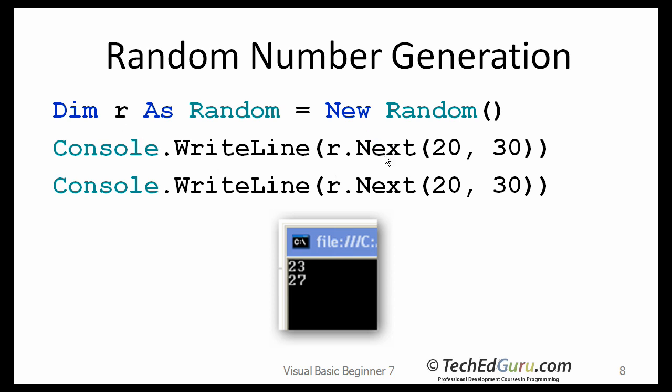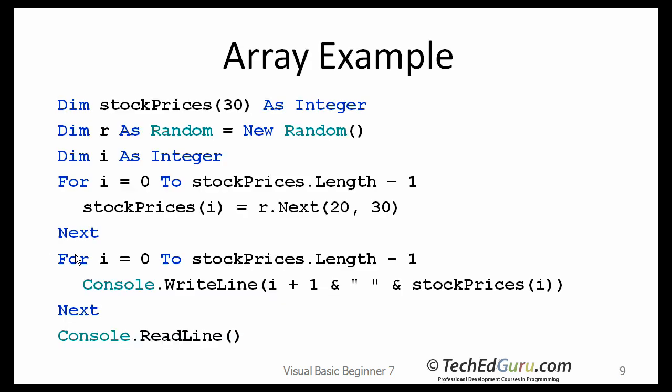One method called Next takes two arguments, the lower limit and the upper limit. So every time you call this method, it will generate a random number between 20 and 29, not inclusive of 30. When I call it twice, the first time I get 23, the second time I get 27. If you run the same example, you may not get the same numbers like 23 and 27, but you will get numbers somewhere between 20 and 29. So this is how you can generate random numbers in your application.